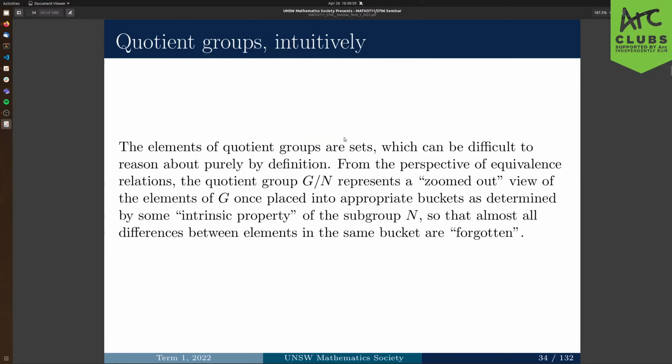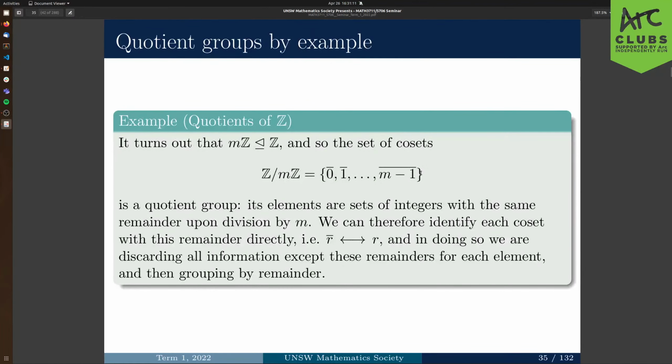But to give you a summary, I like to think of quotient groups as a different way to view a group, but losing some information. So there's some sort of intrinsic property of the normal subgroup you're quotienting by that removes differences between elements, but I won't go too far into that.